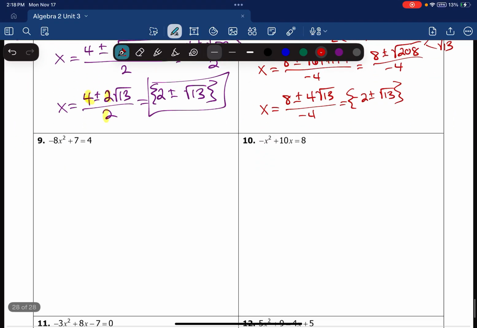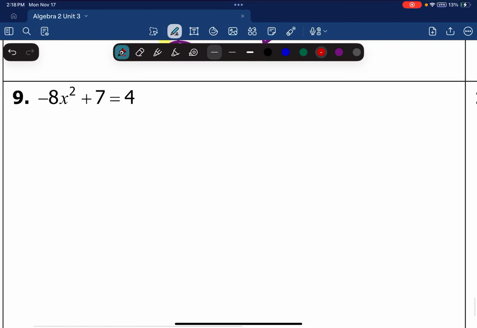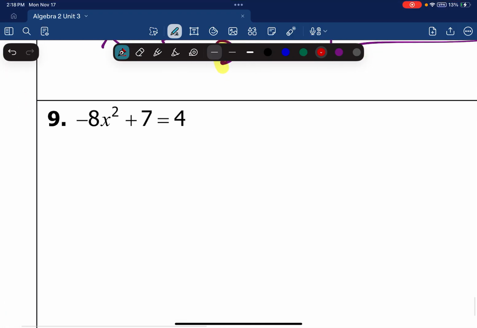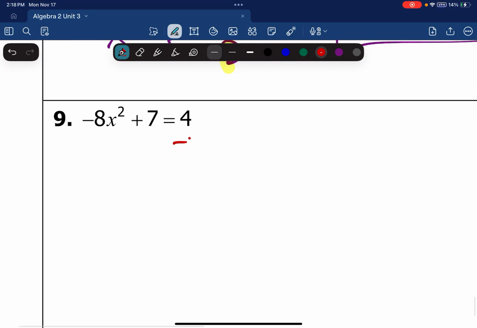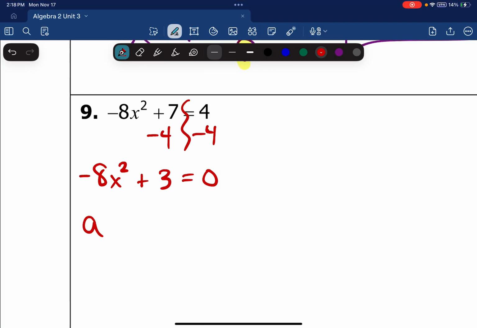Okay, next two on our sheet. Here we go. Again, we need it equal to 0, so we're going to move this 4 over. So I'm going to have what? -8x squared plus 3 equals 0. So if we're identifying things, a is -8. There isn't an x term, so b is 0, and c is 3.